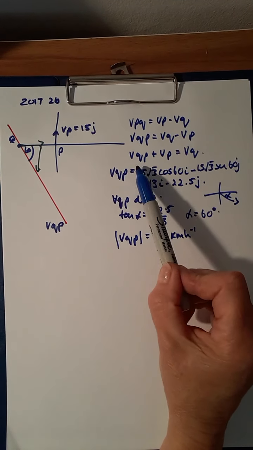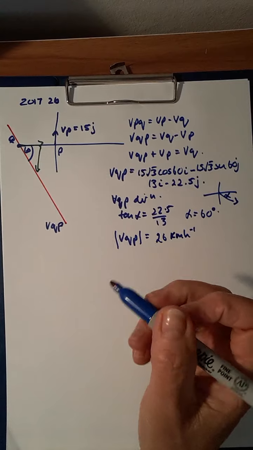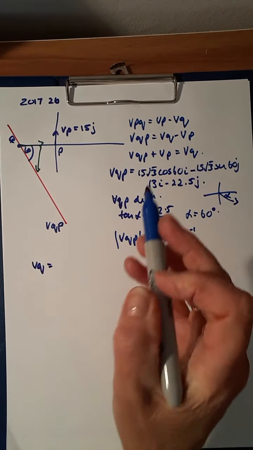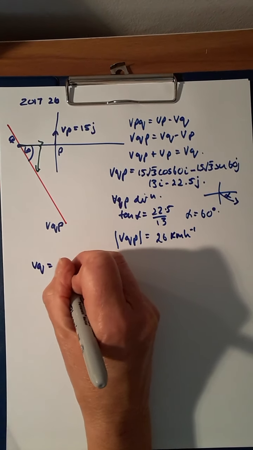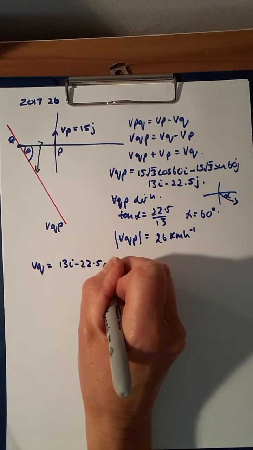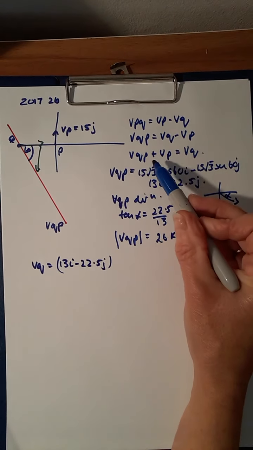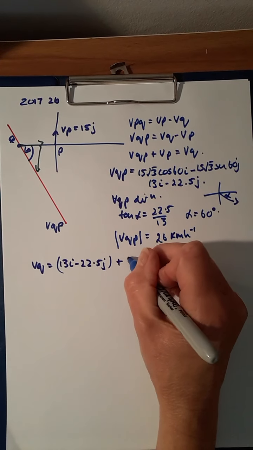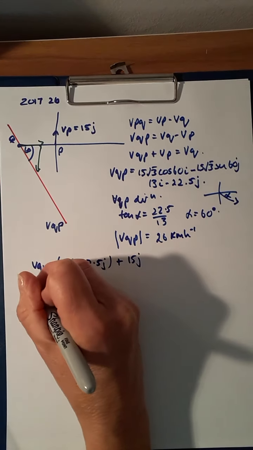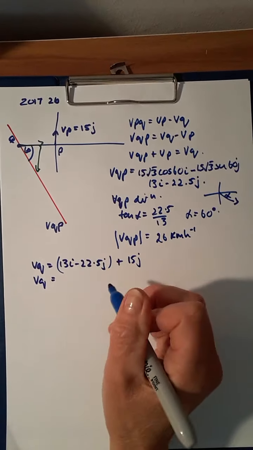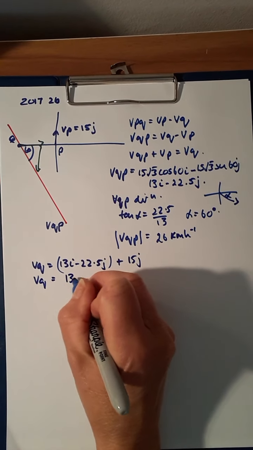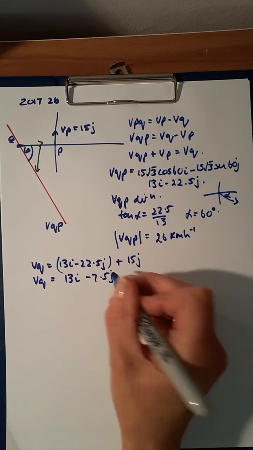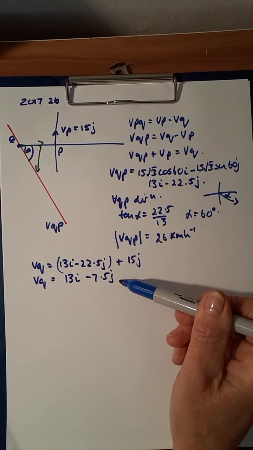Now let's go back here and find VQ. So to get VQ, remember, it is VQP, which is this one, 13i minus 22.5j, plus VP, and VP of course is 15j, so plus 15j. And when we work that out, 13i minus 22.5j plus 15j will give me minus 7.5j. So that is the velocity of Q.